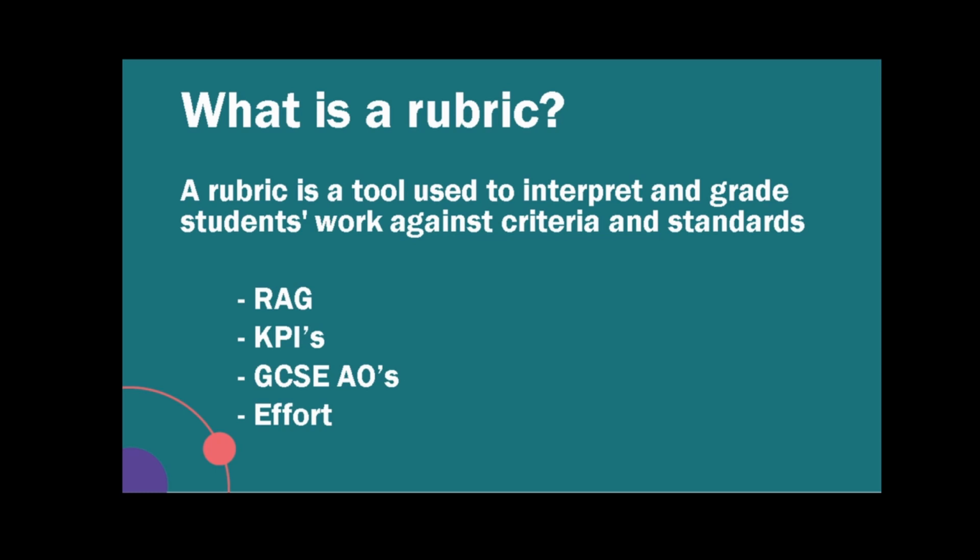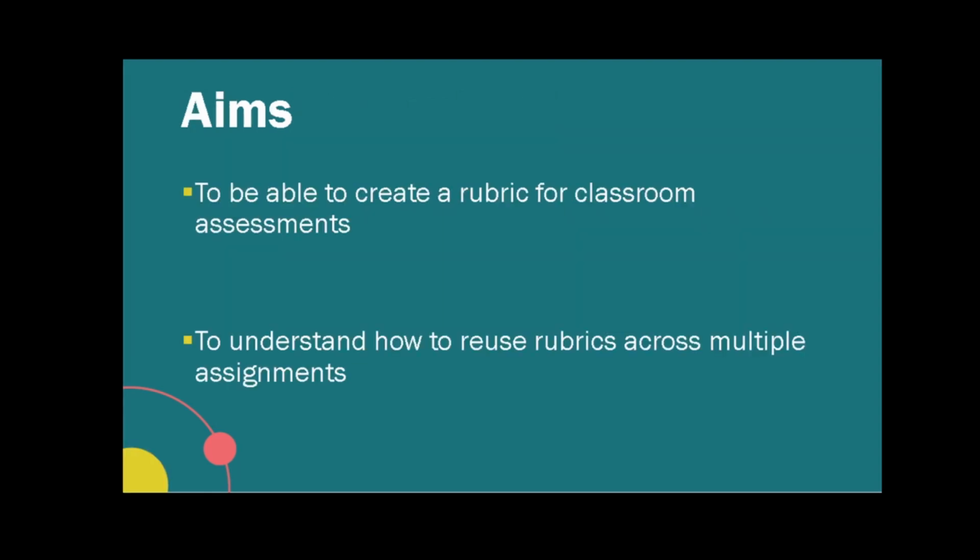You could use key progress indicators or KPIs that your school has designed in line with the national curriculum or GCSE criteria. You might want to fit this in against the GCSE specification, looking at specific AOs in line with your subject area. Or you might want to take a different approach, looking at effort and participation within the work that your student has produced. However you want to do this, it can be adapted to fit in line with this approach.